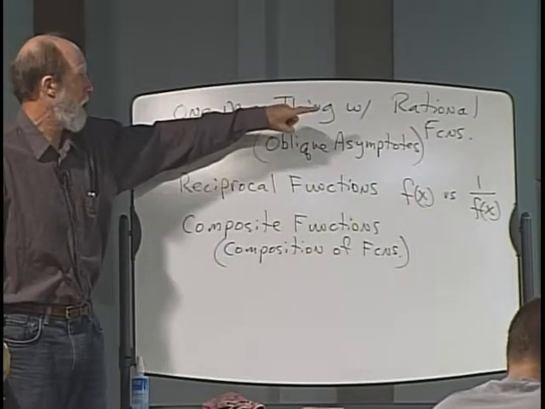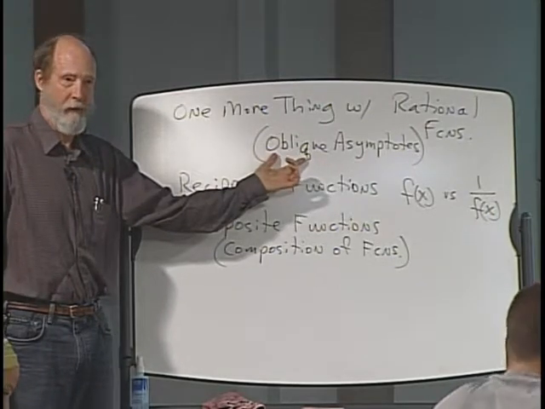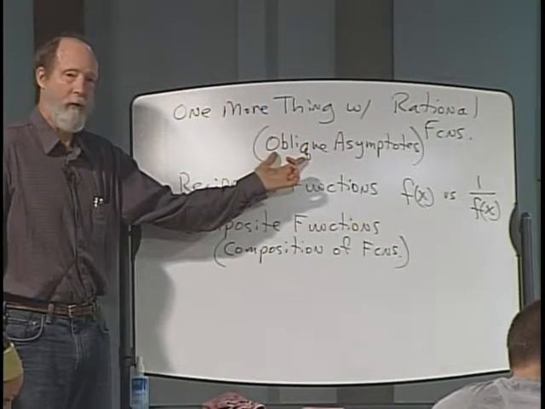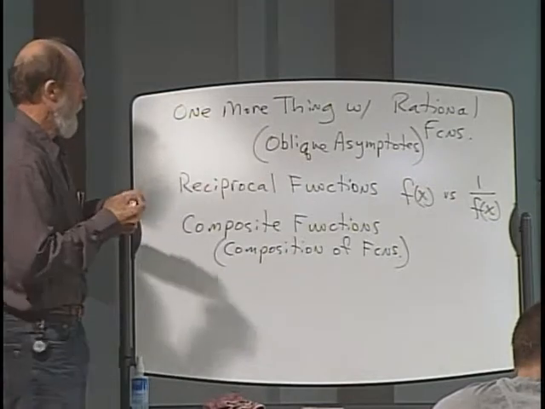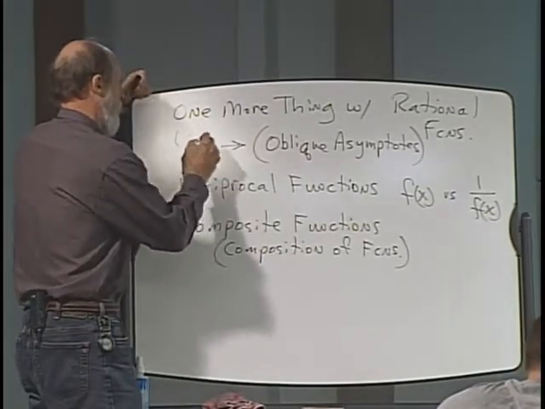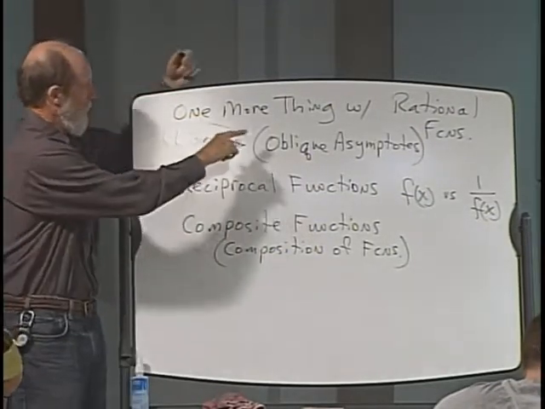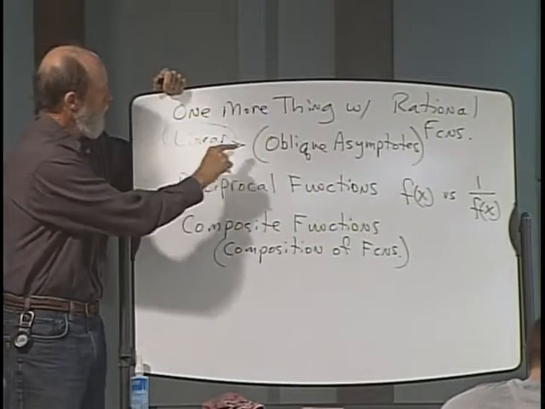What we want to do today is, there was one item in the last session that I didn't quite wrap up with you on rational functions, and that has to do with oblique asymptotes. Now, oblique asymptotes are linear, and I want to spend a couple minutes on that before we get to these other topics.